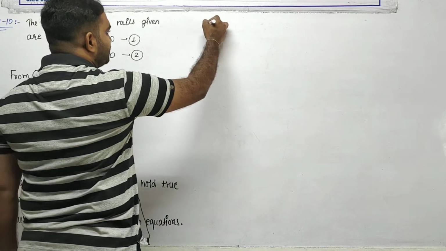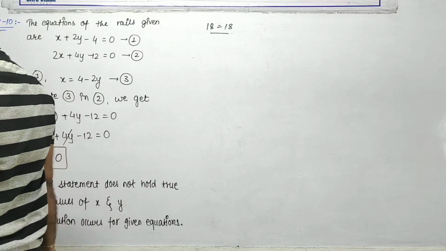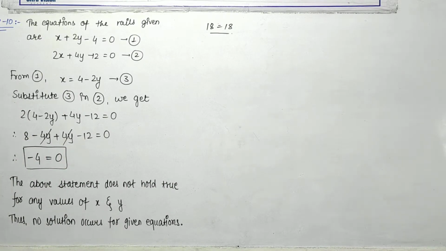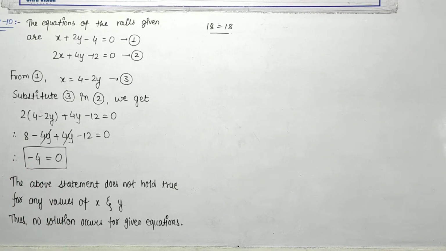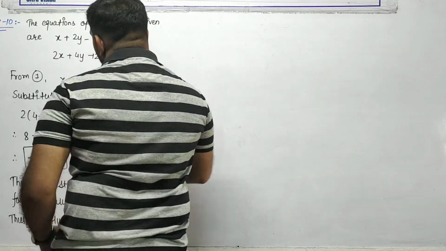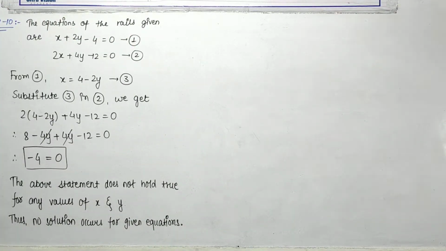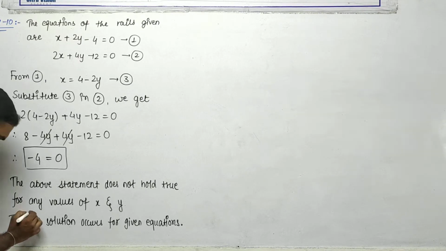In the last example we had 18 equals 18. 18 equals 18 is true, right? 18 equals 18 is true for every value of x and y. So there we can say they have infinitely many solutions, but here the statement does not hold true for any values of x and y, which is a false statement, as in the first example. So we cannot find any particular solution, and hence no solution exists for the given equations.